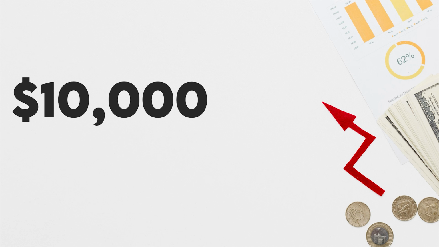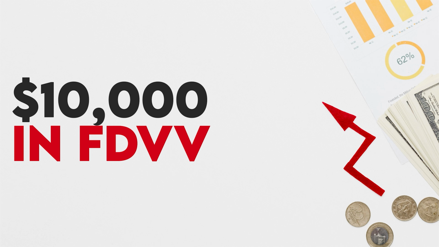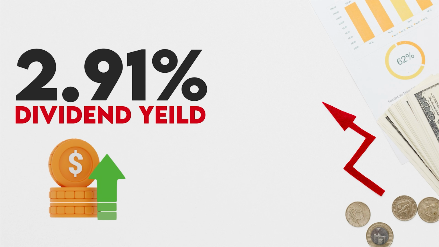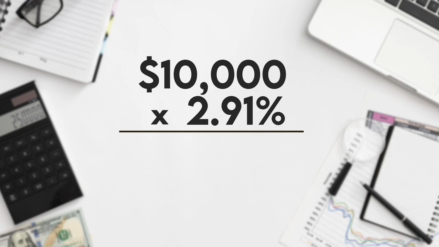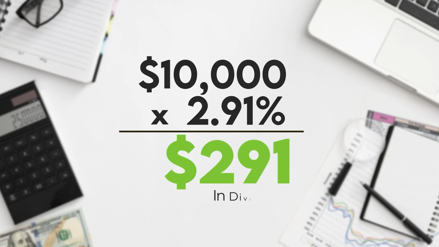All in all, if you had $10,000 in the fund FDVV that earned a 2.91% annual dividend yield, if you held onto it for that entire year, whether you reinvest the dividends or take them as income, the total dividends that you would be able to earn would be $291.